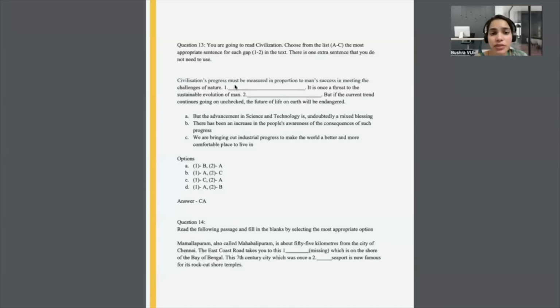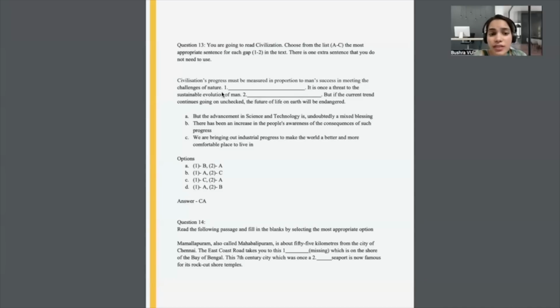Okay, let's look at question number 30. You are going to read the passage on civilization, choose from the list A to C and fill the gaps. So again, same thing. 2 gaps are given. Out of 3, you only have to use 2. Civilization's progress must be measured in proportion to man's success in meeting the challenges of nature. Now let's look at the options that we have. But the advancement in science and technology is undoubtedly a mixed blessing. There has been such an increase in people's awareness of the consequences of such progress. We are bringing our industrial progress to make the world better and more comfortable to live in.